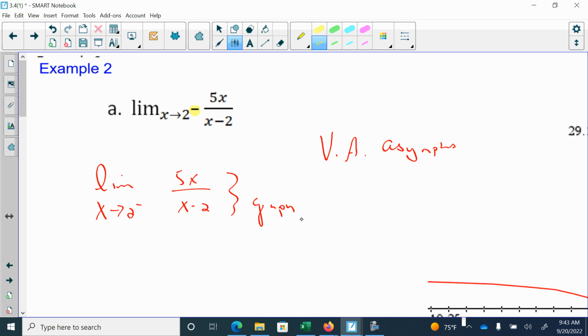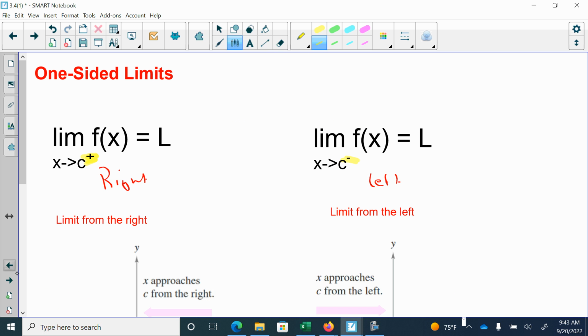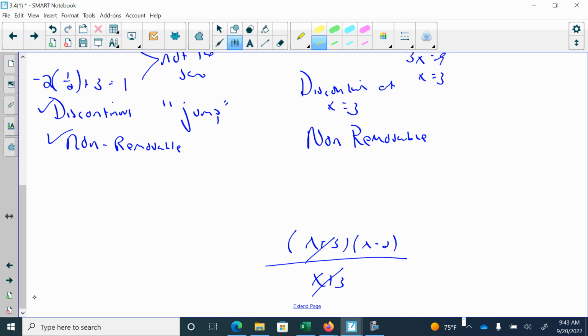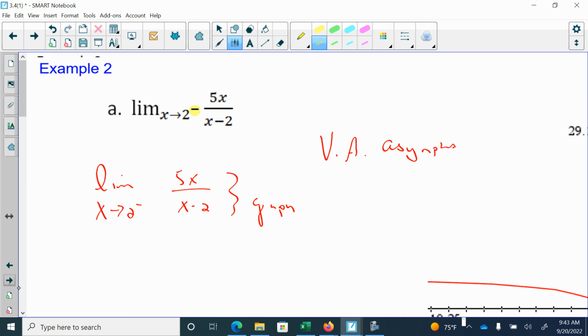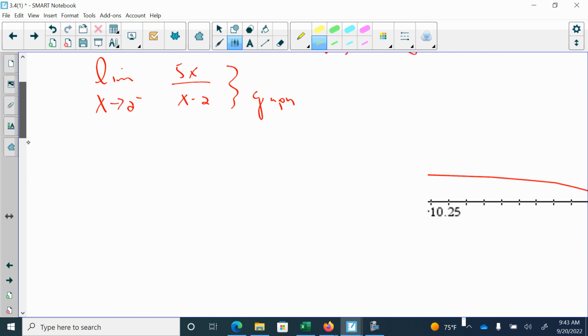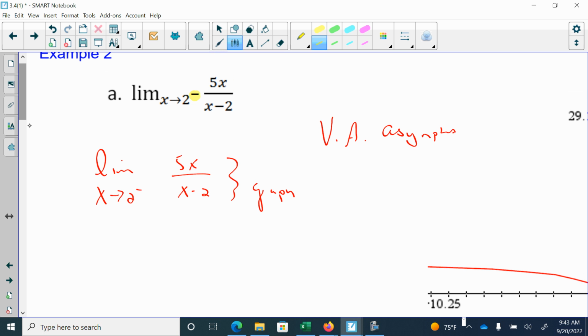Because it doesn't simplify. So if I go back to this guy here, this would be a hole because it simplifies. Yes, ma'am? Why did you say vertical asymptote? Oh, I don't know why I put the asymptote. Vertical asymptote. Silly.